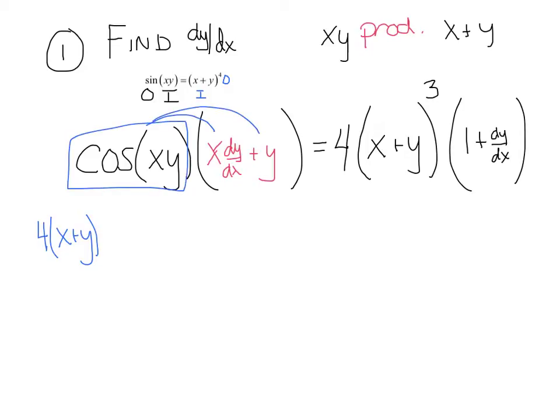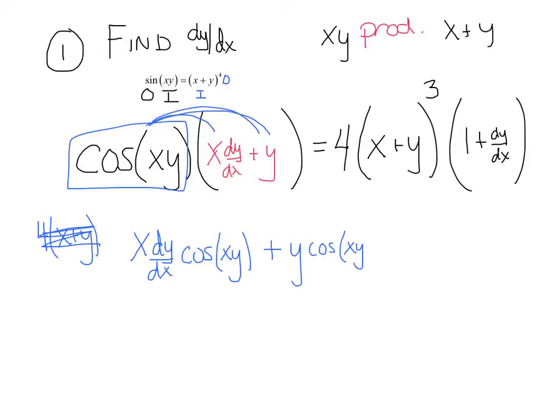So let's cleanly write that. I'm going to say that that is x dy dx, I'm pulling that out front, times cosine of xy. Okay, I'm just multiplying those, then I have a plus sign. Now I'll distribute that through. y cosine of xy. Notice nobody else gets to come inside this parenthesis except xy. Okay?